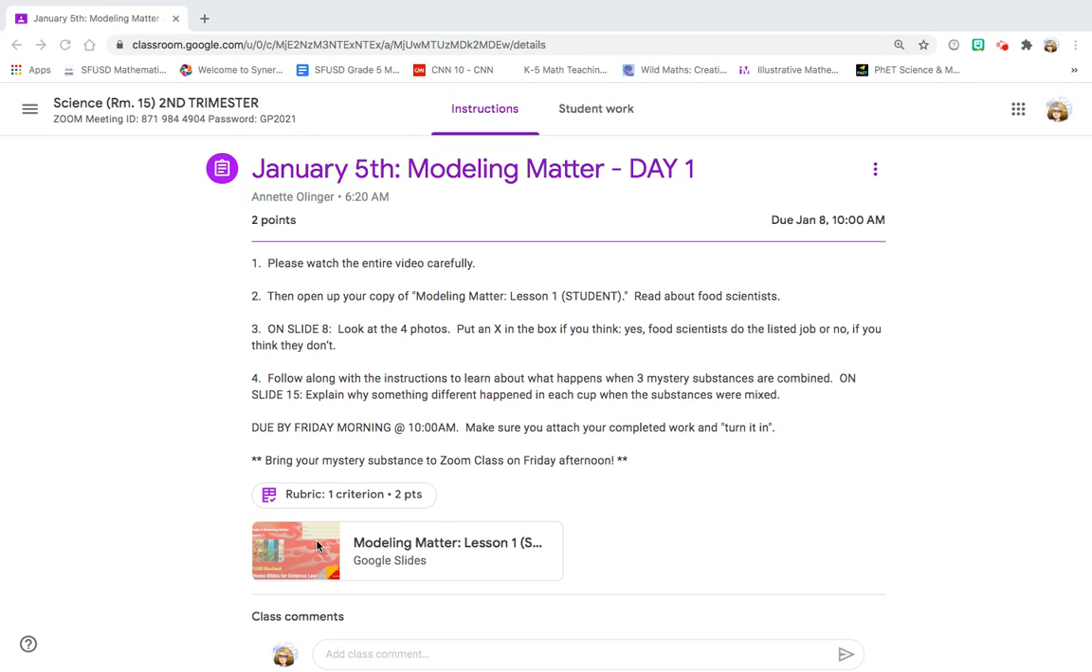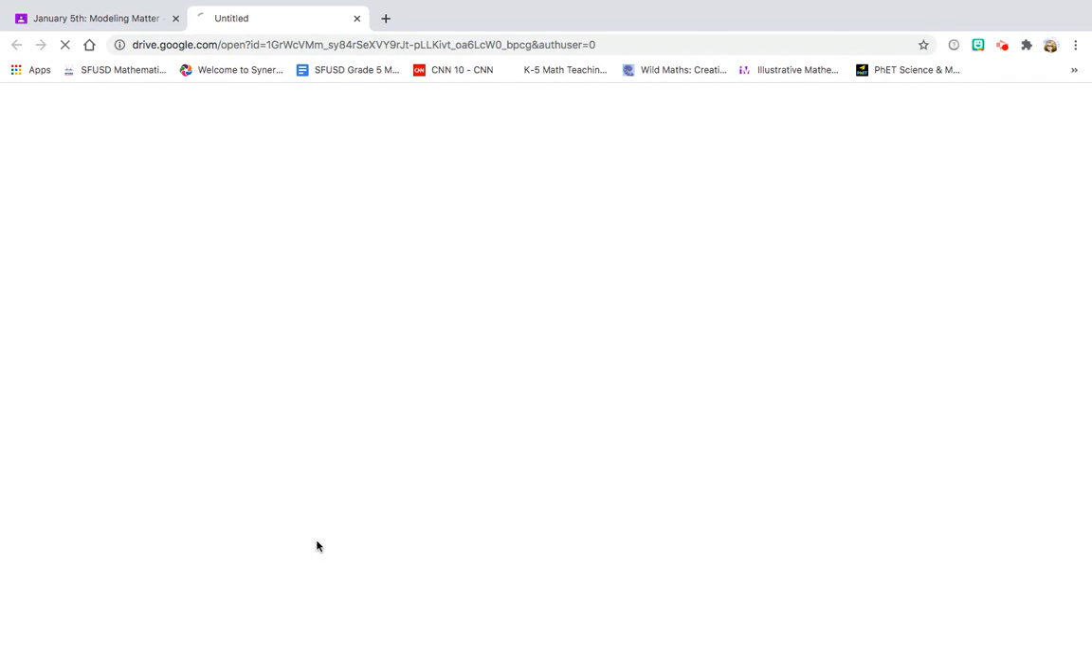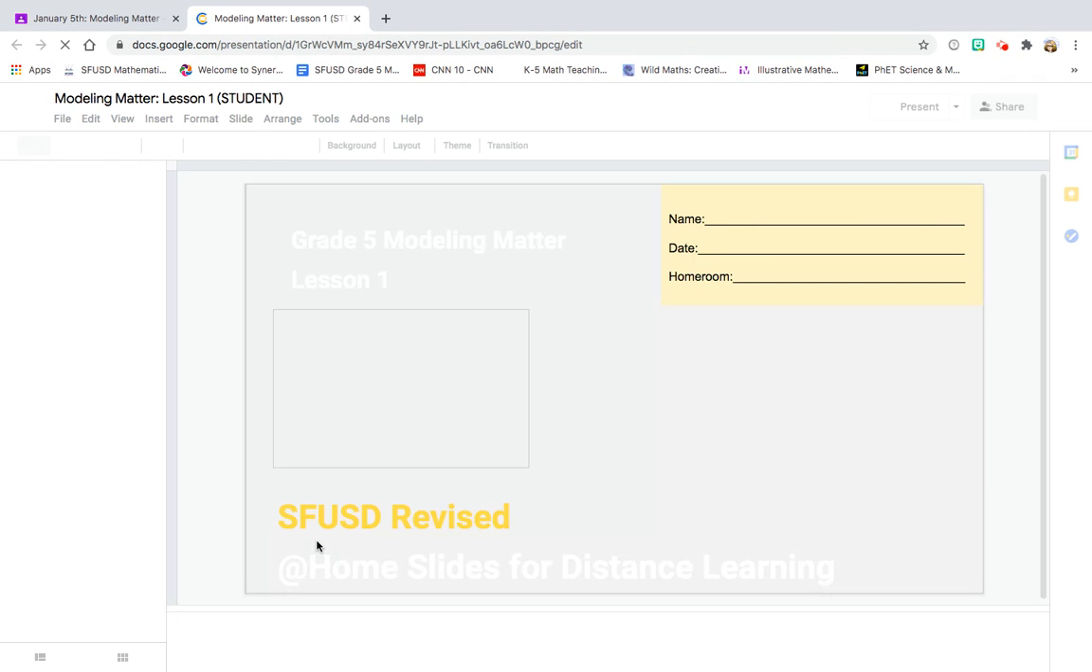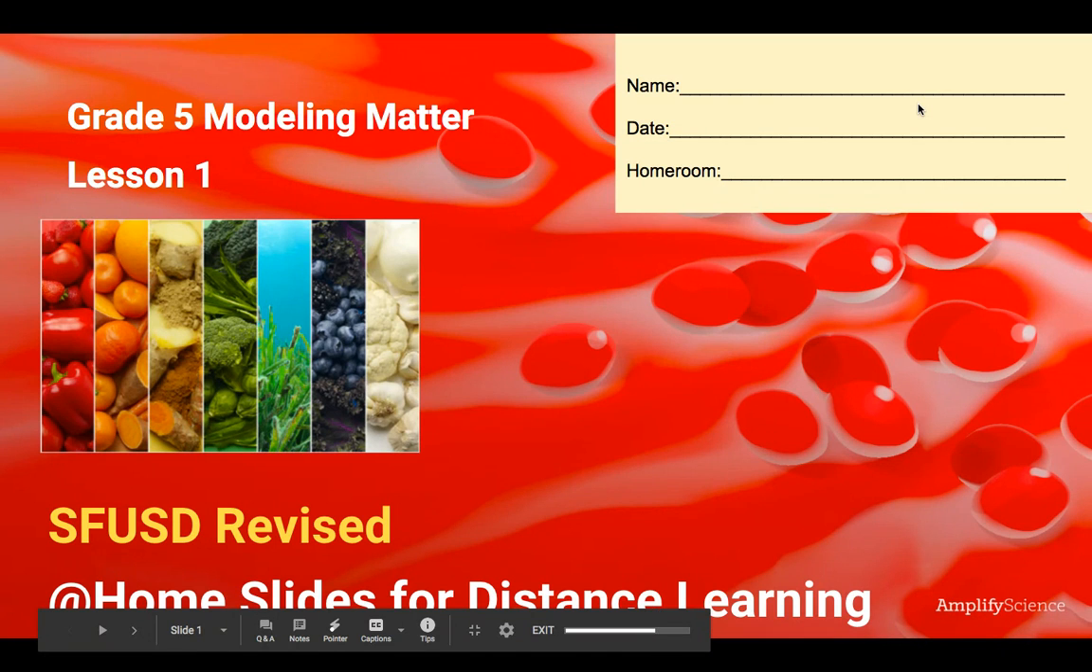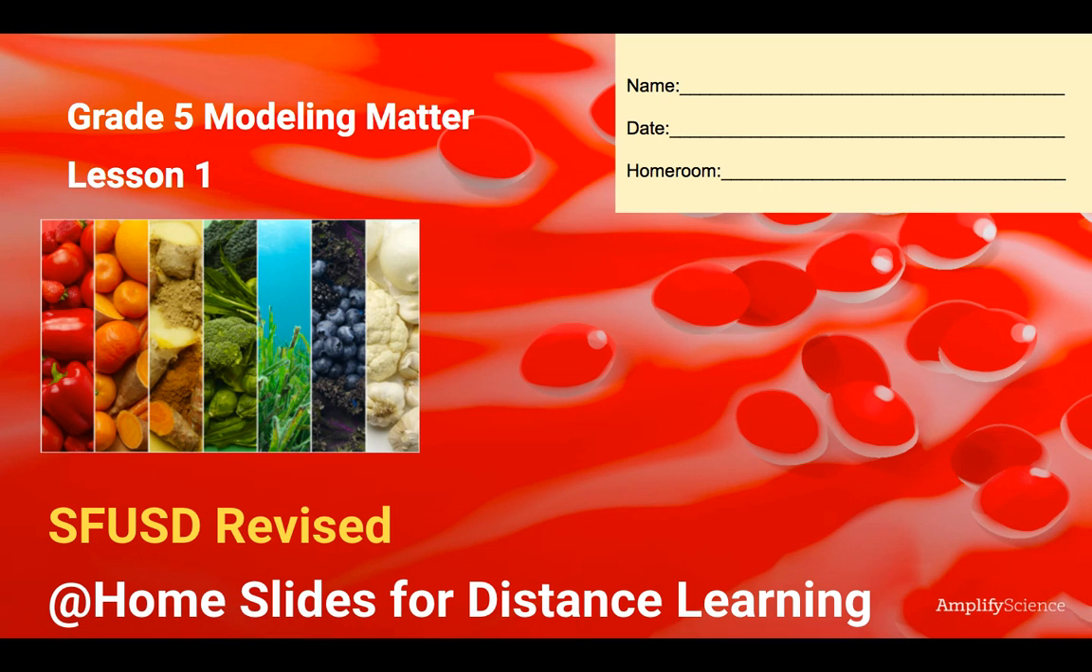Let's take a look at what we've got. Modeling Matter, Lesson 1. On the cover slide of your assignment, please begin by typing your full name, first and last, today's date, and your homeroom. This is Lesson 1 of Modeling Matter.